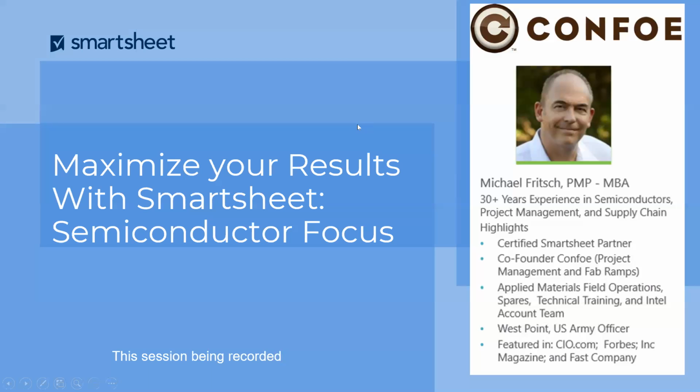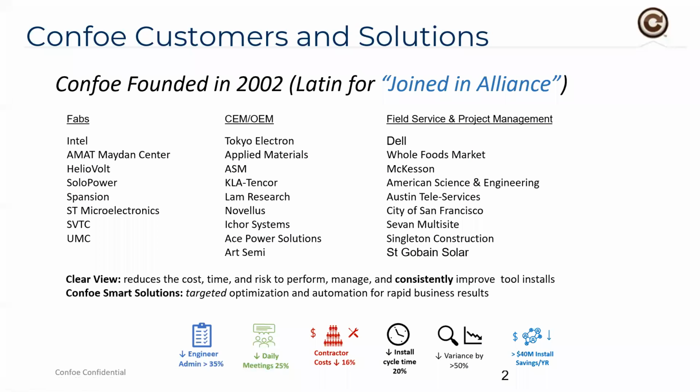The company is Confo, and we've been around since 2002. Most of our work is in the semiconductor area. You can see we've worked with almost every capital equipment maker existing, and some of those in the past, as well as a number of fabs. Two primary areas that we work in. We have a product called Clearview that reduces the cost, time, and risk to perform, manage, and improve tool installations, both for the tool maker and for the fab owner.